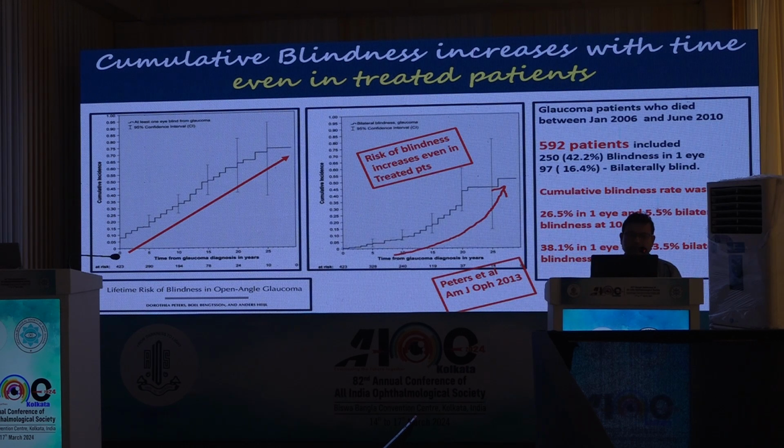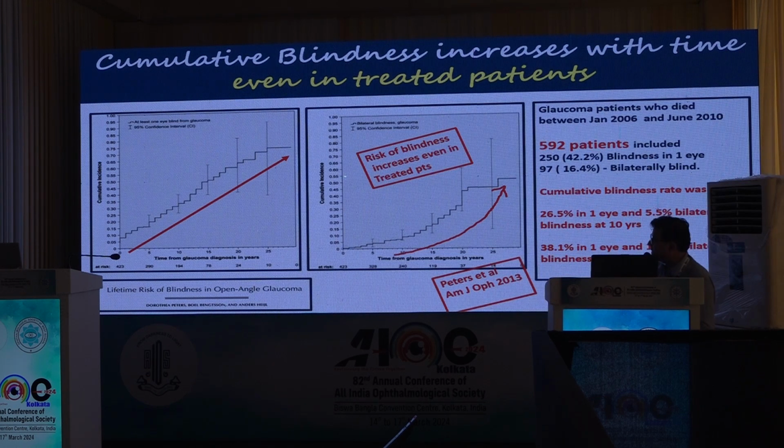This was published in the American Journal of Ophthalmology by Peters et al., which shows the risk of blindness increasing over time. In this study, 26.5% became blind in one eye, and 5.5% bilaterally blind at 10 years, 38.1% in one eye, and 13.5% bilateral blindness in 20 years. So if you have a look at this, a large percentage of your patients have the risk of going blind even when they are under your treatment.